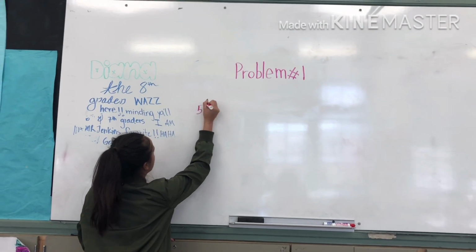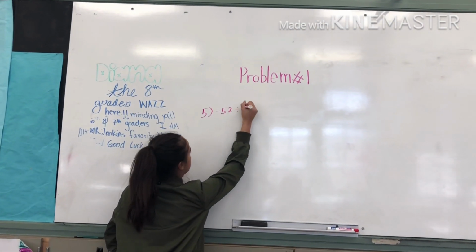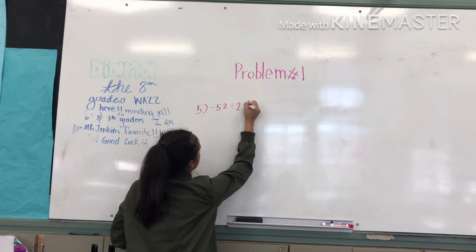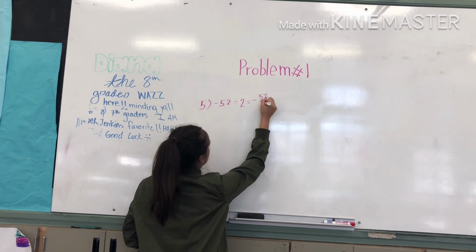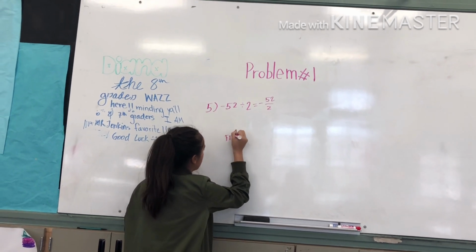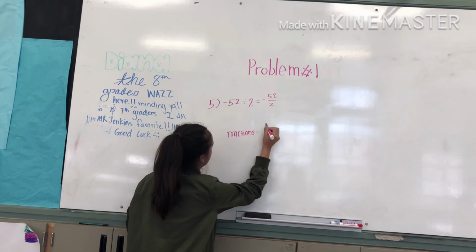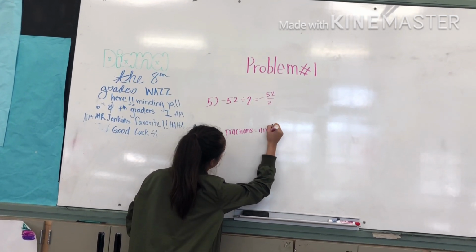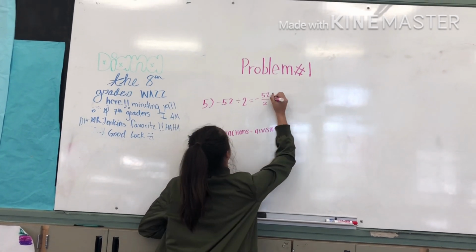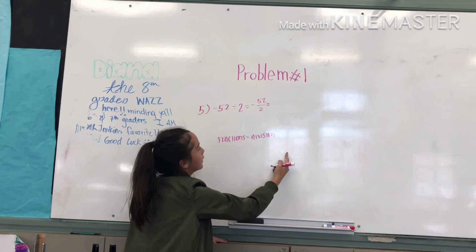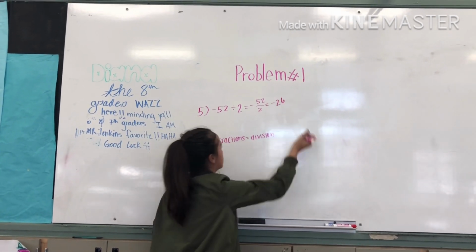The fifth way is negative 52 divided by 2. You can turn this into a fraction, which would be negative 52 over 2. The reason why we're turning this into a fraction is because fractions equal division. So when you divide negative 52 over 2, it would give you negative 26.